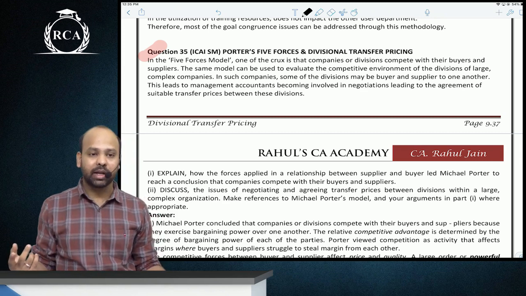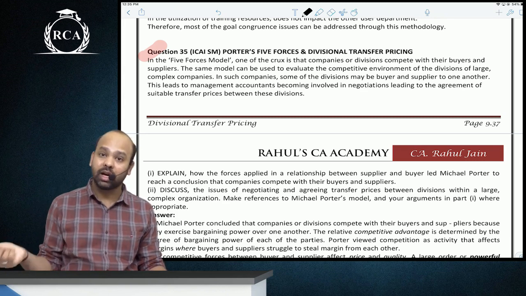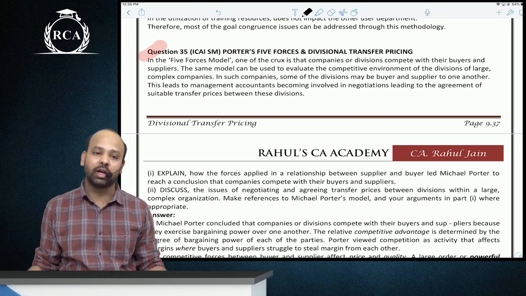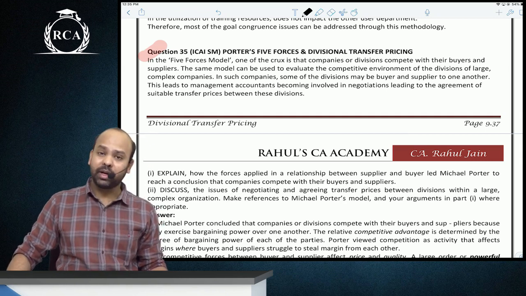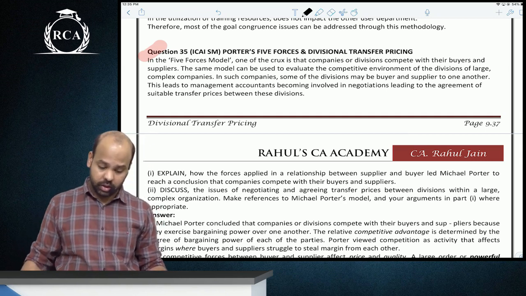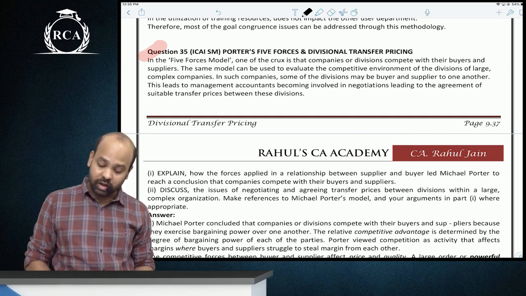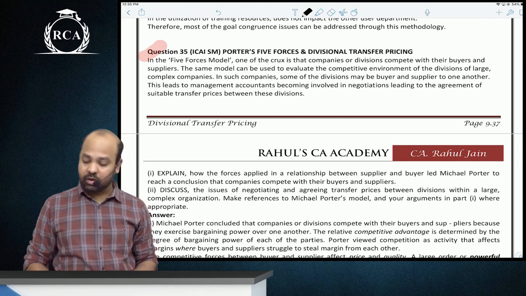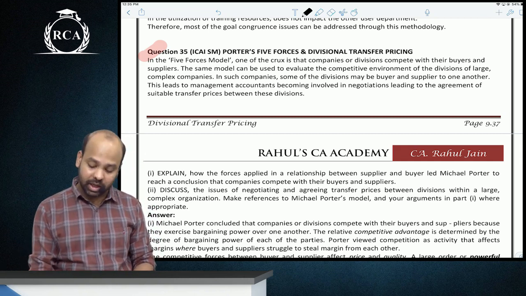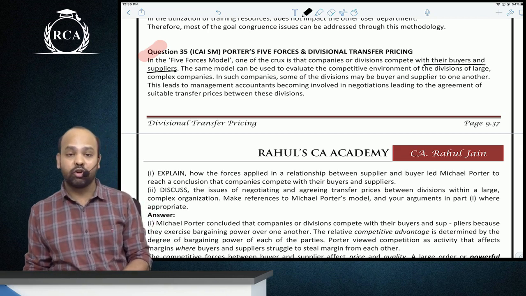Likewise, when you talk about bargaining power of suppliers, guys, again, are they dependent on us? Who has a higher power here? Are there multiple players? Industry as a whole, guys, does it have overcapacity? All of those factors, beta, would be taken into consideration. So in the 5 forces model, one of the crux is that companies or divisions compete with their buyers and suppliers. So now, guys, here they are competing with their suppliers and buyers, guys. Let us concentrate only on buyers and suppliers, guys, of the 5 forces model.